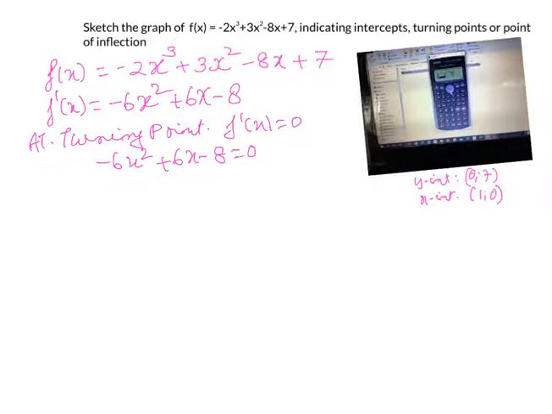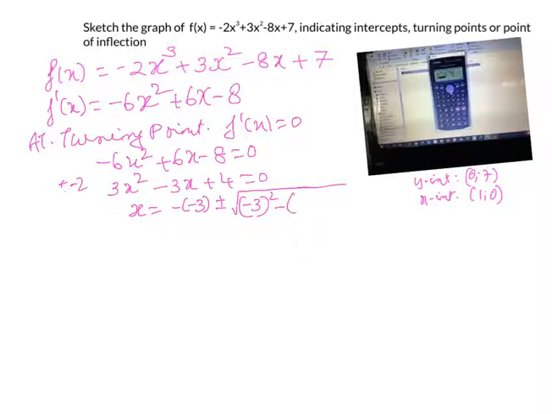I divide by negative 2 on every term. It will give me 3x squared minus 3x plus 4 is equal to 0. I'm trying to solve for x, the x-coordinates of the turning points. Therefore, x is equal to minus of minus 3 plus or minus the square root of minus 3 squared minus 4ac, so it is 4 times 3 times 4, whole divided by 2 times 3.